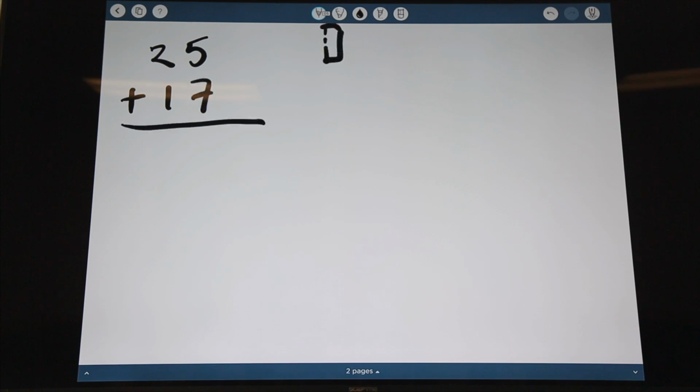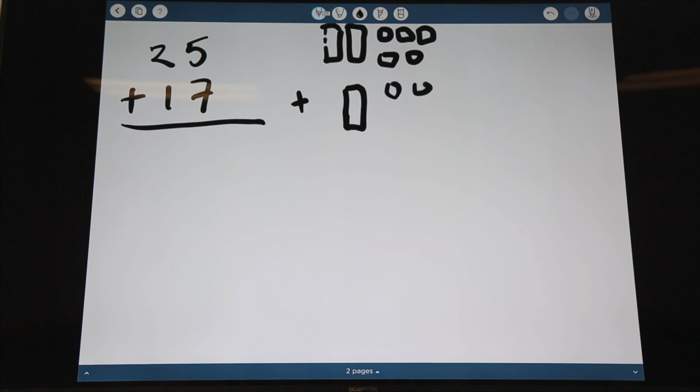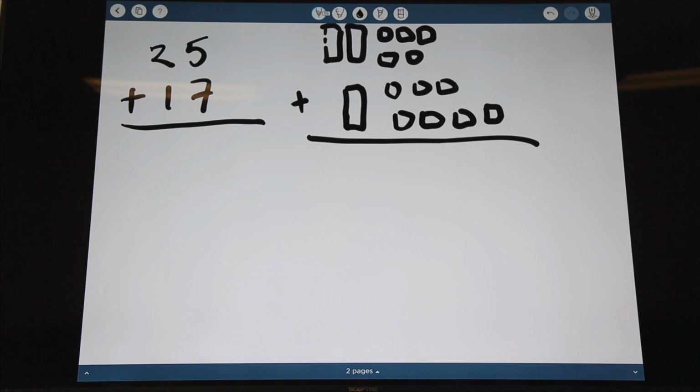That means 2 lines. And how many little cubes? 1, 2, 3, 4, 5. Right? And then plus 1 line and 7. 1, 2, 3, 4, 5, 6, 7. But understand this, in the ones, you can only fit at most 9. Right? If it's over, it's like a bucket that overfills, right? So here we add, and we have 7 plus 5.